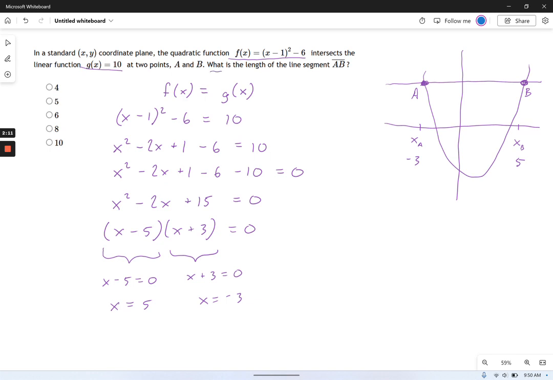So the question is, what is the length of the line segment AB? Well, it's just the distance from x_A to x_B, and this looks like a distance of 8 to me. So that's what we're talking about here.